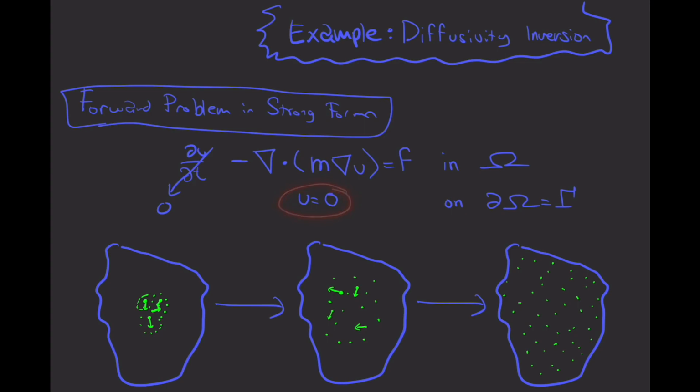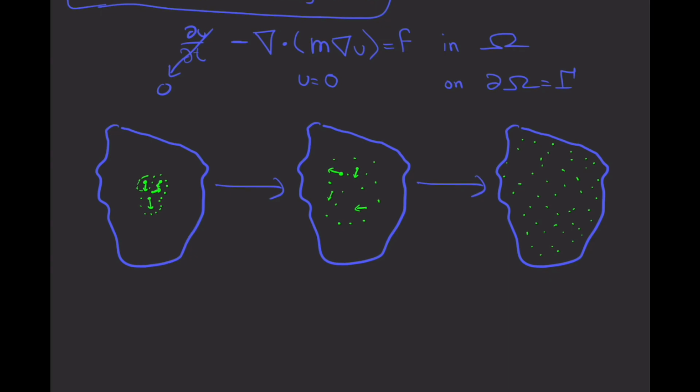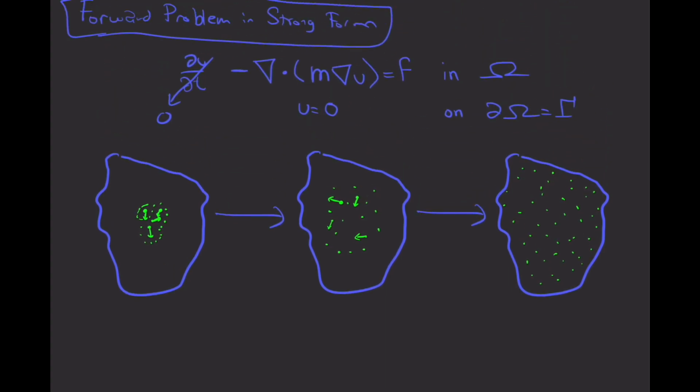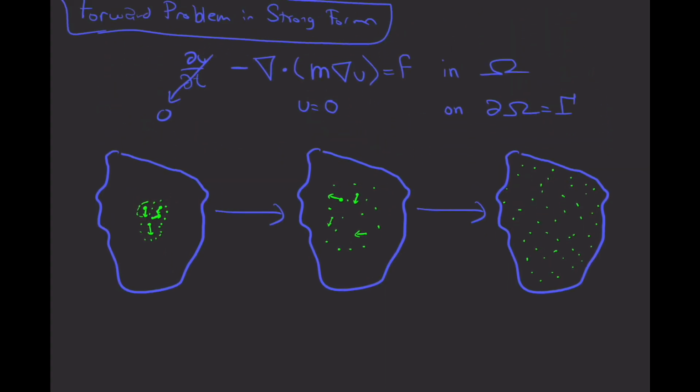Furthermore, we impose a 0 Dirichlet boundary condition on the edge of the domain. So it's not allowed to transport outside of this area. So as standard procedure in inverse problems, we want to find the weak form of this PDE.